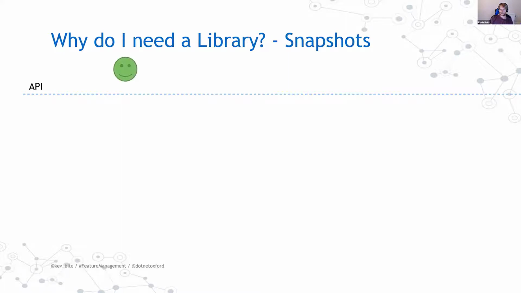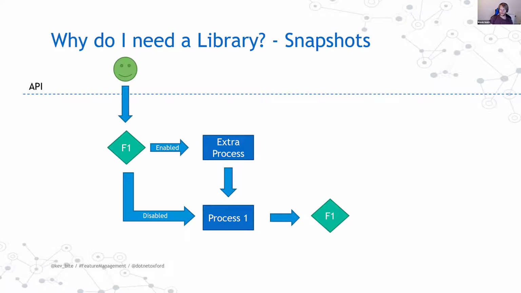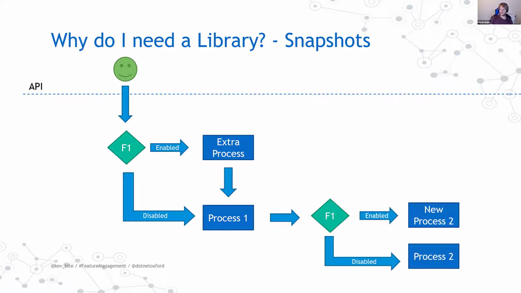Say we've got an application hitting our API, and we evaluate a feature, we call it feature 1. If feature 1 is enabled, we do some extra processing. If it's disabled, we just do the normal processing, what we did before. But the extra processing has the normal process on the end of it, and that might evaluate feature 1 again. So in this scenario, if we've gone down the enabled route, we should go down the enabled route again and do the new processing 2. But if it's disabled, we probably don't want to go to the new processing 2, if that makes sense.